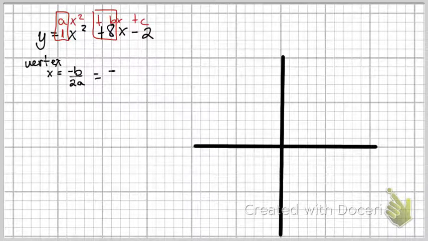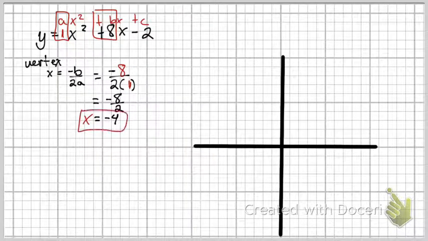We have a negative positive 8 divided by 2 times a, which we just said was 1. We start to simplify it. We've got negative 8. 2 times 1 would be 2. Negative 8 divided by 2 would be negative 4. So there's our x value that we're going to substitute into the equation to get our y value. So y is equal to negative 4 squared, or we've got our x squared, plus 8 times x minus 2. So I'm going to replace x on both of these with negative 4.